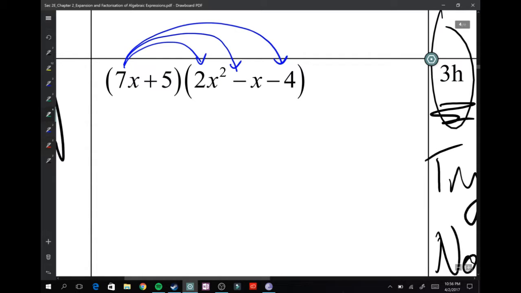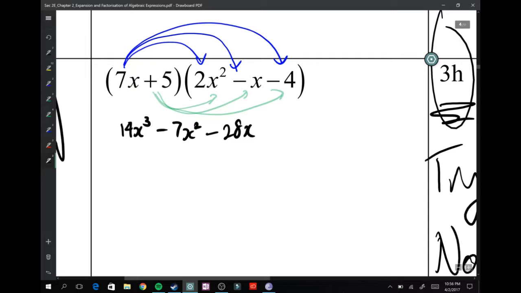7x multiplied with these 3 terms, then 5 multiplied with the remaining 3 terms. So we do that. 7x times 2x squared, you get 14x cubed. 7x times negative x, you get negative 7x squared. 7x times minus 4, you get negative 28x. 5 times 2x squared, you get plus 10x squared. 5 times minus x, you get negative 5x. And finally, 5 times minus 4, you get minus 20.